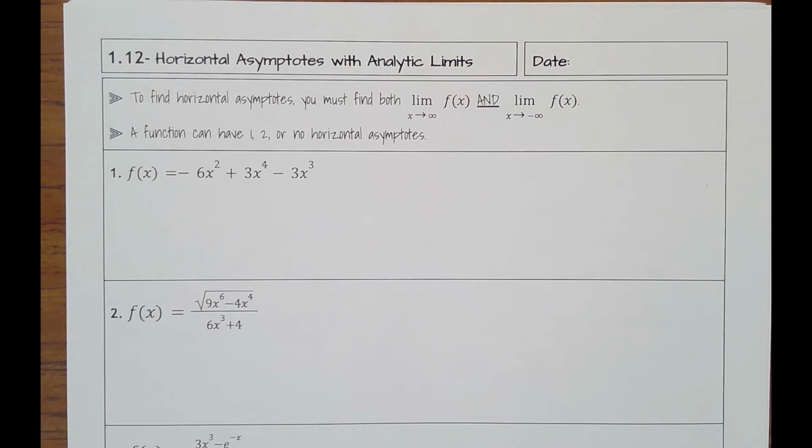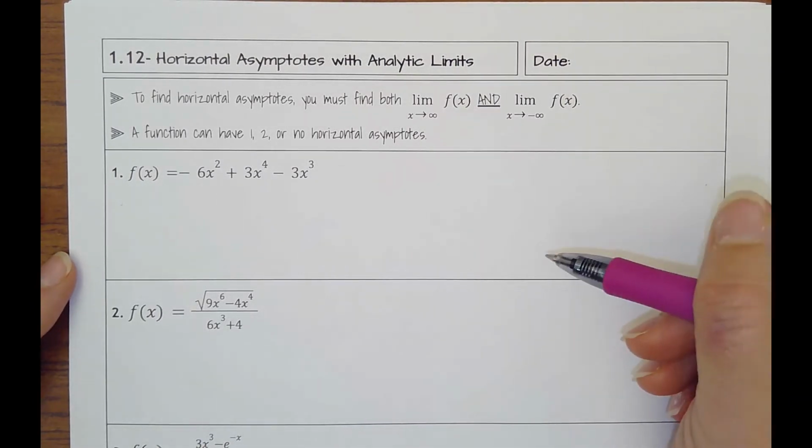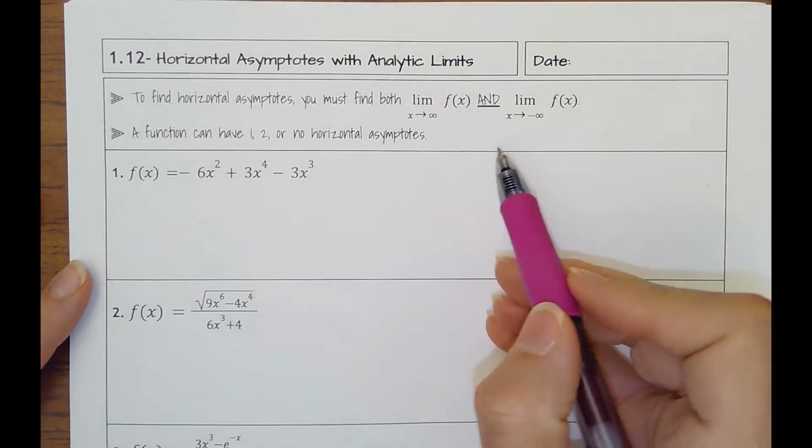Lesson 1.12, Horizontal Asymptotes with Analytic Limits. You're being asked to find if a function has horizontal asymptotes without graphing. And to be able to do that, you need to know what's happening when it goes to the right forever and what's happening when it goes to the left forever. Does it ever flatten out and reach a horizontal asymptote?